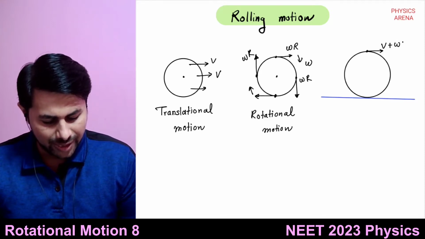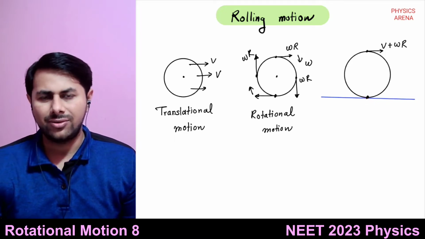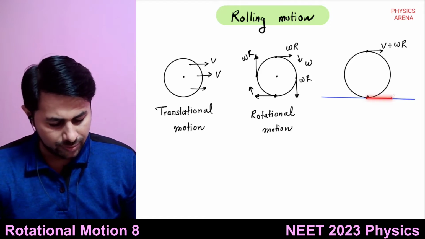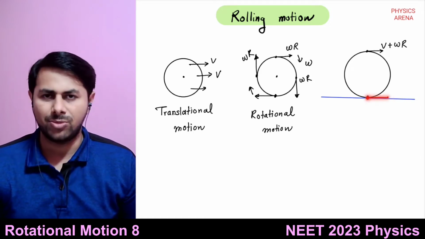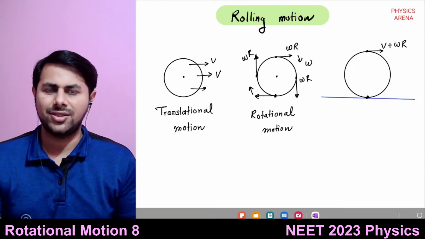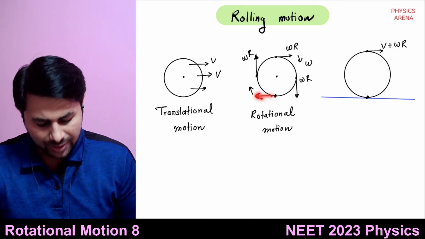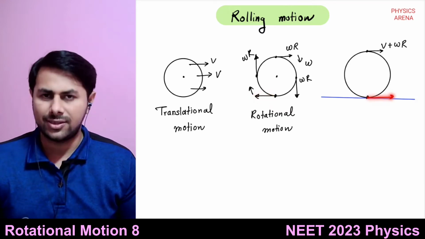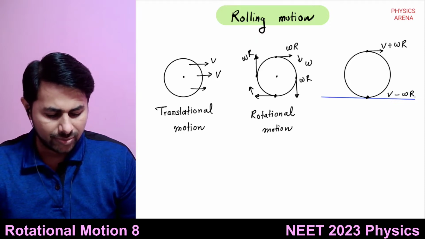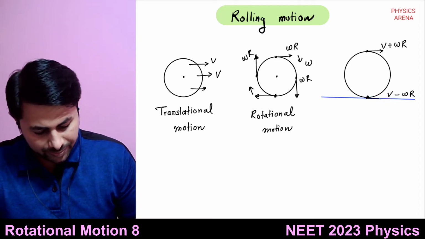How much is that? Omega times r. So if you consider the particle at this point, it will also have two velocities, due to the two motions. Velocity due to translational motion is v, velocity due to rotational motion is omega r, but their directions are opposite, right? Omega r is in this direction, v is in this direction. So what will be its resultant velocity? It will be v minus omega r, in this direction, right?